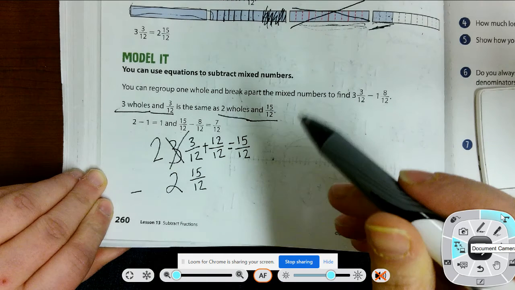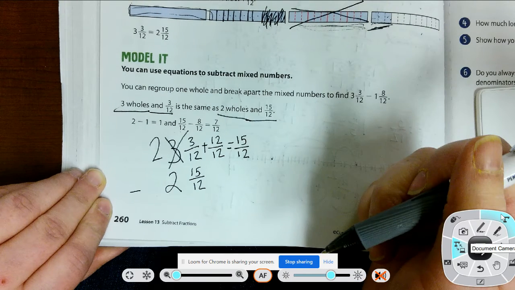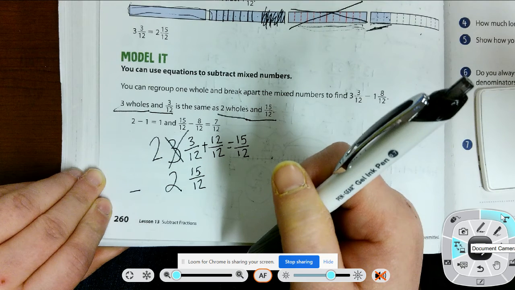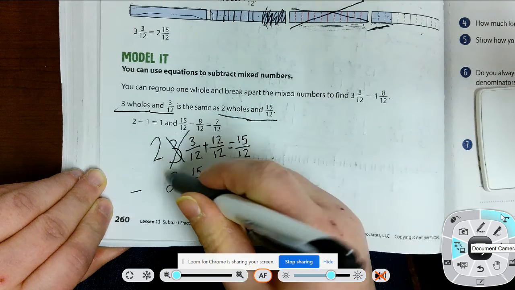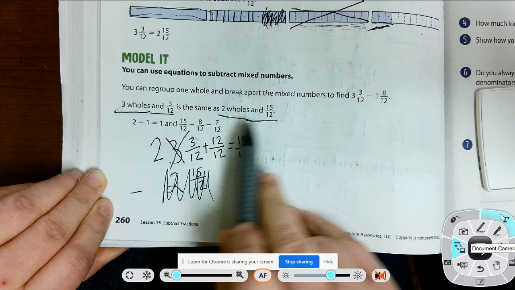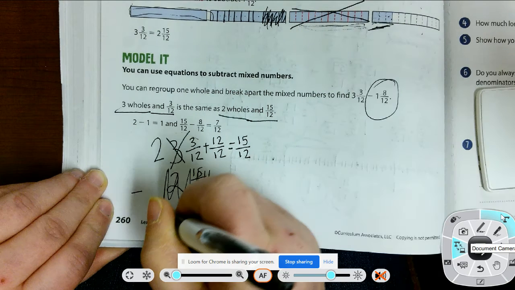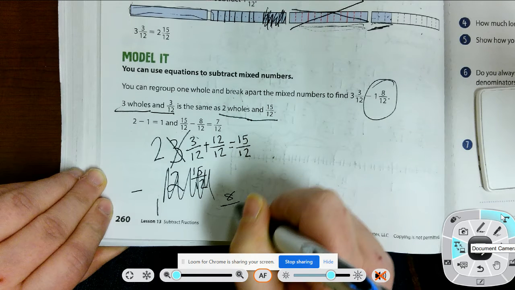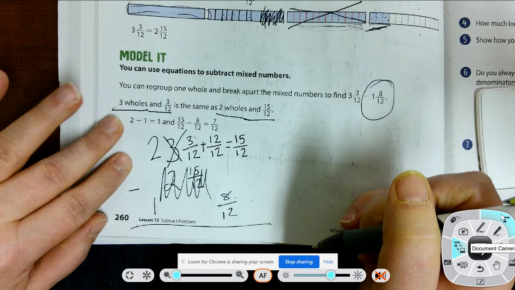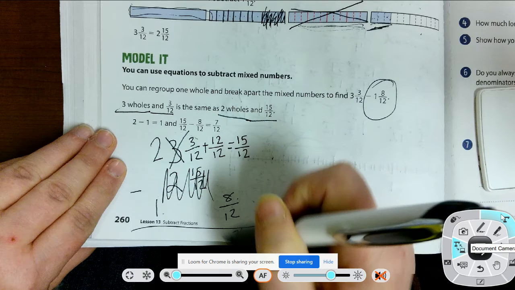All right, so how does that happen? So 15 twelfths minus 15 twelfths. Hang on. That's what they're saying. It's the same as 2 and 15 twelfths. So I've got 2 and 15 twelfths, and I need to minus the 1 and 8 twelfths. So 15 take away 8. 15, 14, 13, 12, 11, 10, 9, 8, 7 twelfths. 2 minus 1 is 1.